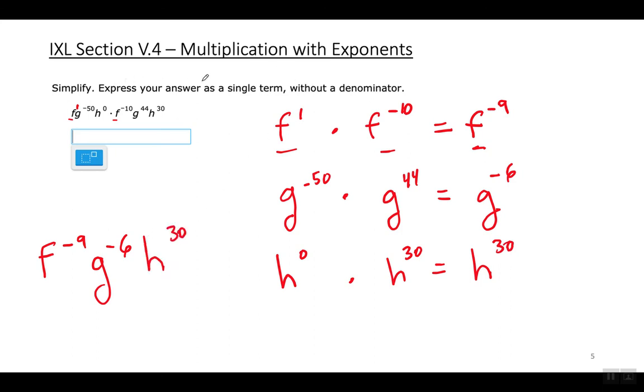Again, look at the directions. They want you to write your answer without a denominator. So they want me to leave it like that, not get rid of the negative sign in the exponent, which I could do, but they don't want that. They don't care for that right now. They just want you to write your answer like that.